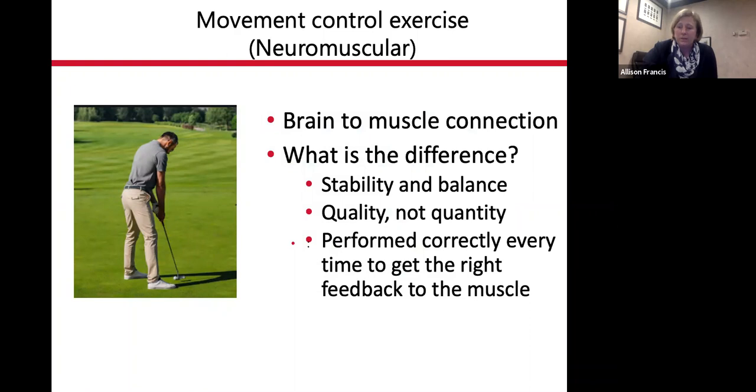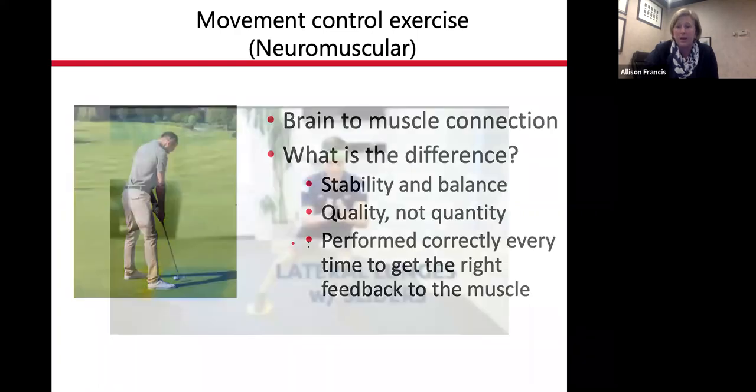Really, with these exercises, it is important that you are moving with good quality. It's not necessarily about how many repetitions you're doing, although we do want to build endurance and we do want to do a substantial number of them, but we really want to focus on the precision of the movement. So we want to make sure that they're performed correctly each and every time.